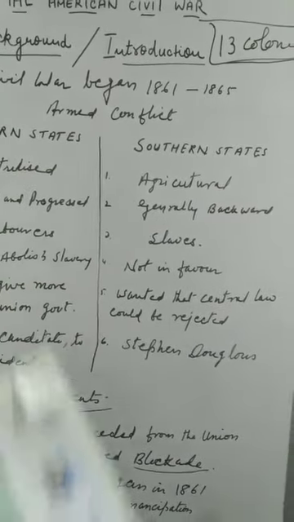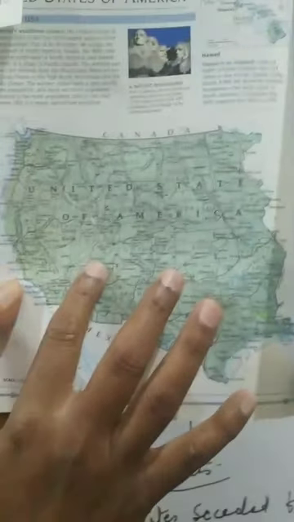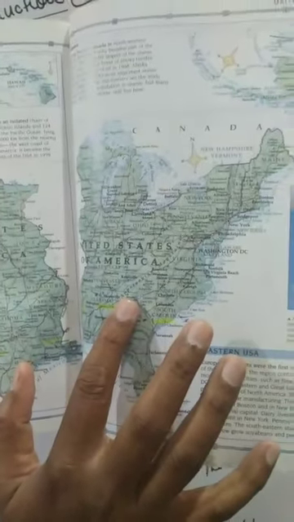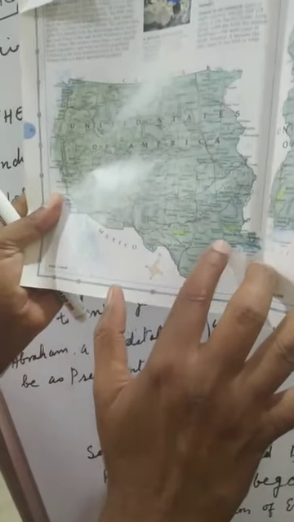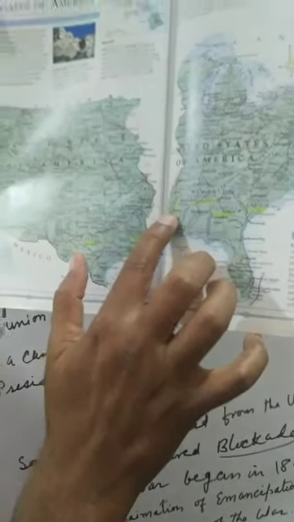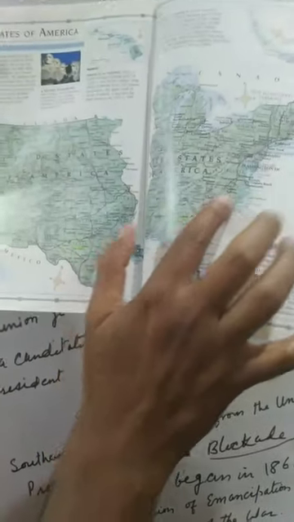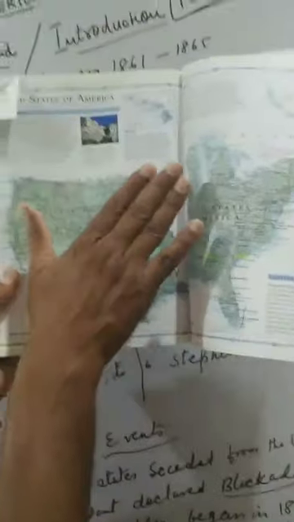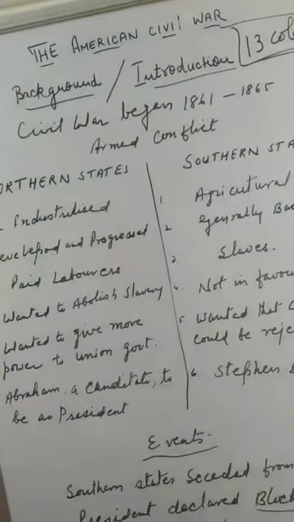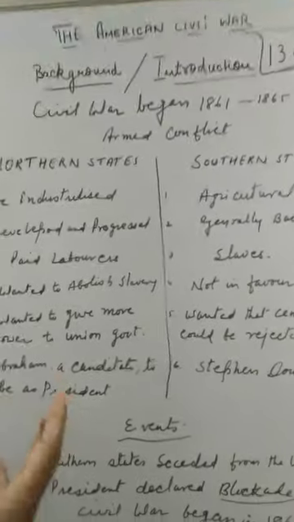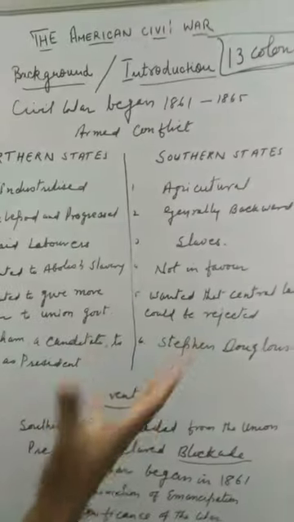We can see here in the map, I have divided it into a western part and an eastern part, and these are the states: Texas, Louisiana, Mississippi, Georgia, Carolina. These are the southern states who wanted to get separated from the union in this chapter. That's why the Civil War took place.